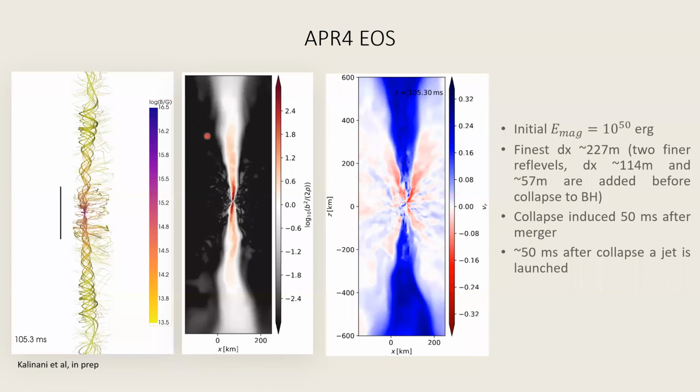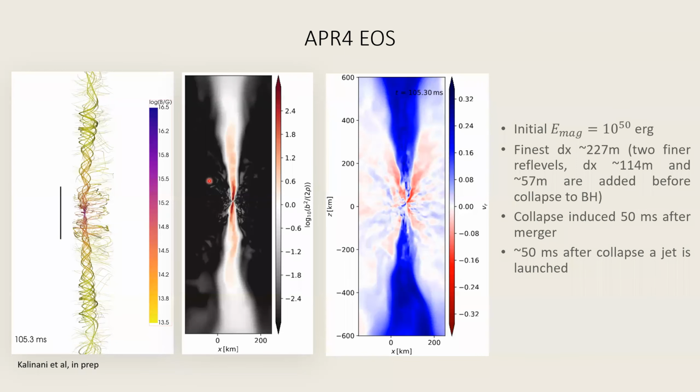More recently, we started to do simulations with piecewise polytropic equation of state. In particular, J ran some simulations with the APR4 tabulated equation of state. And in this case, it's something very nice: we see that 50 milliseconds after collapse to black hole, a jet is actually launched. So we see a region that is magnetically dominated within the funnel that I was talking about before.